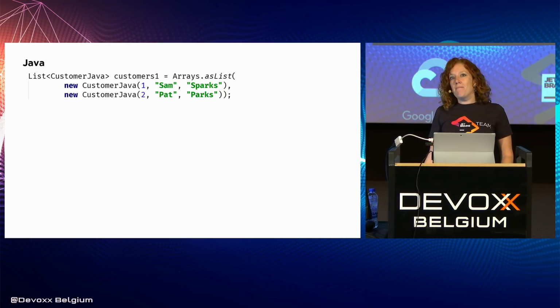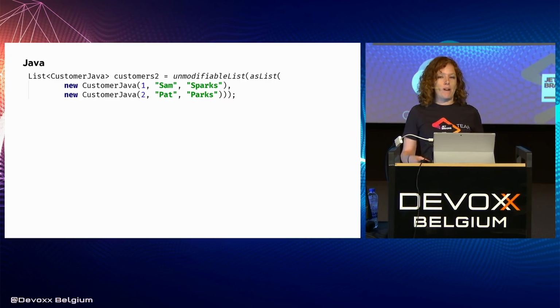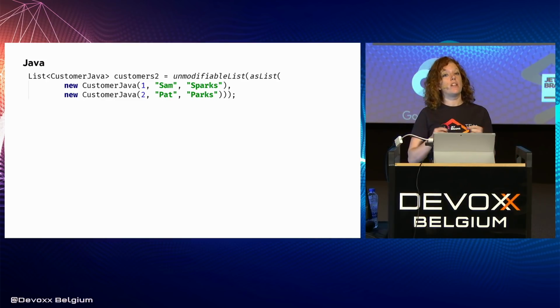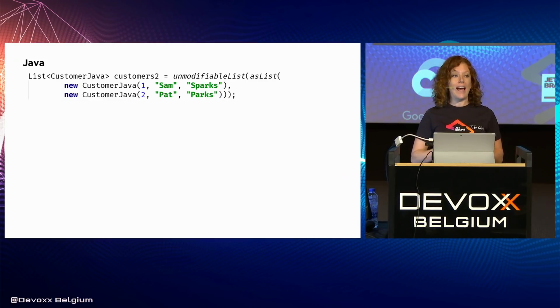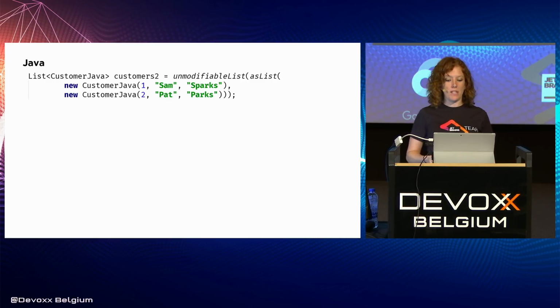But what we usually meant when we typed this is we want an unmodifiable list. Arrays.asList creates a list that we can't add items to, but you can still change the values inside that list. It's not actually an immutable list. So to get what we really expected, we have to do this, which is a bit clumsy.